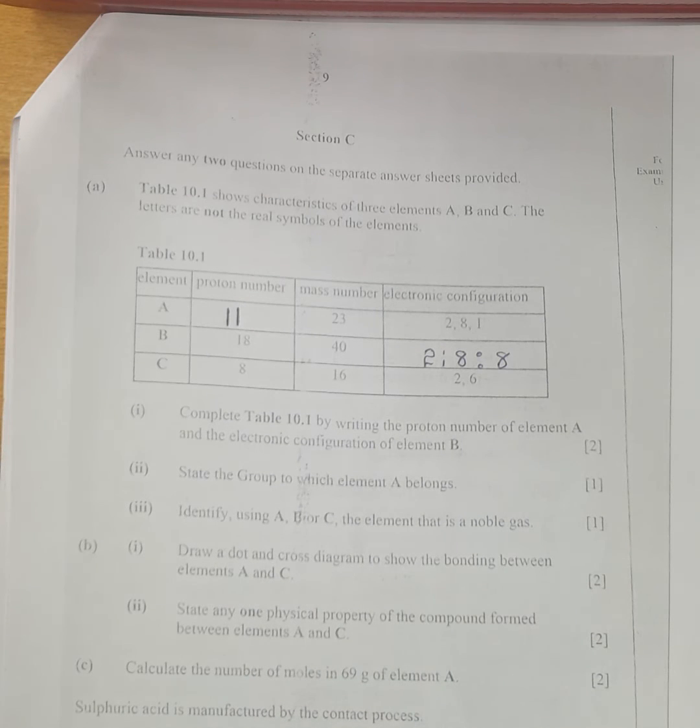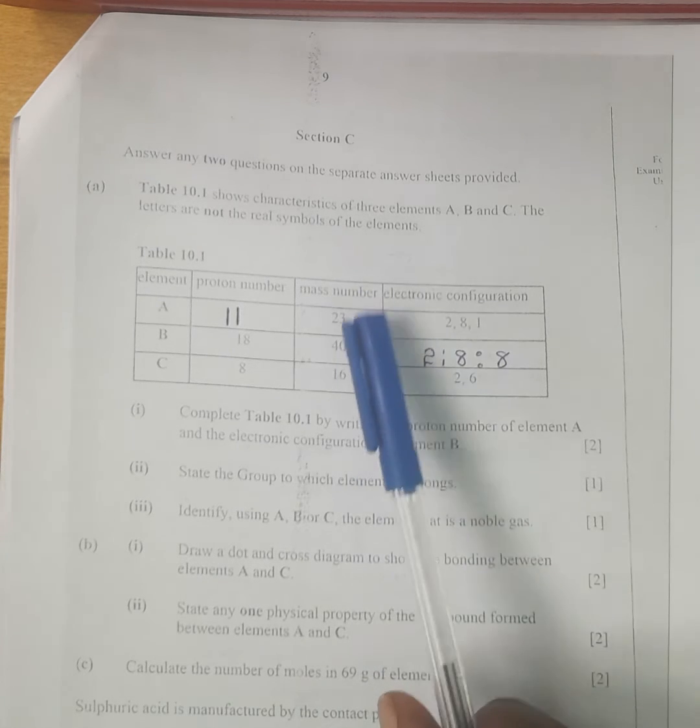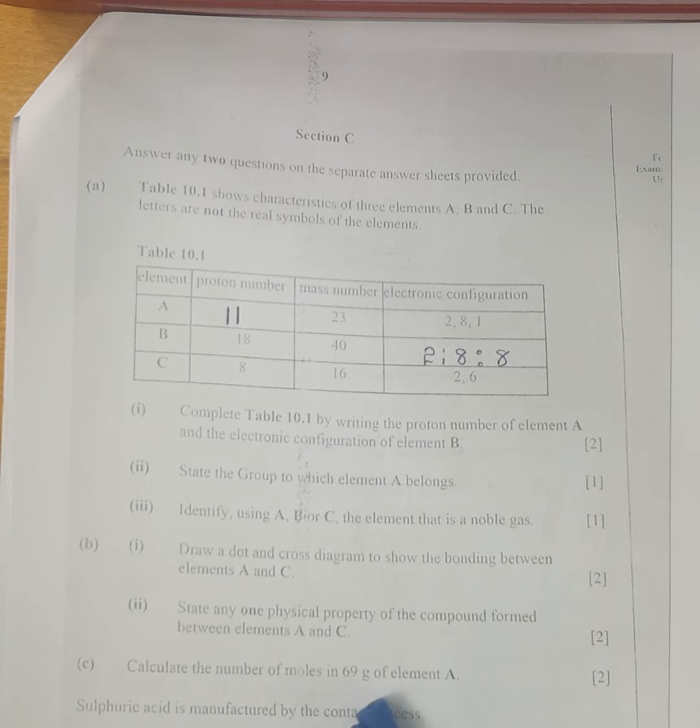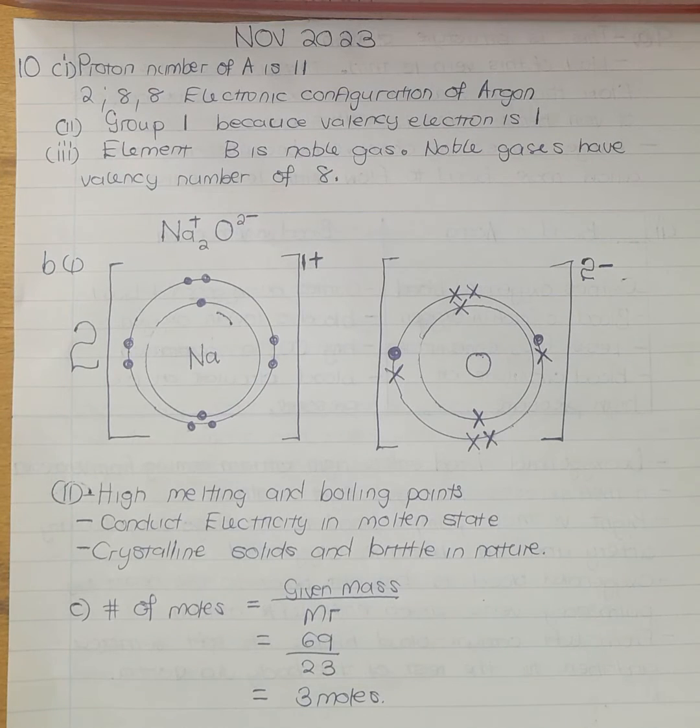And then lastly, on part C, we are supposed to calculate the number of moles in 69 grams of element A. So the formula for calculating the number of moles is given mass over molecular mass. So here, the molecular mass of element A is 23, and the given mass is 69 grams. So we are going to say 69 divided by 23 in order to get 3 moles. So this was the complete solution for number 10, that was in November 2023.